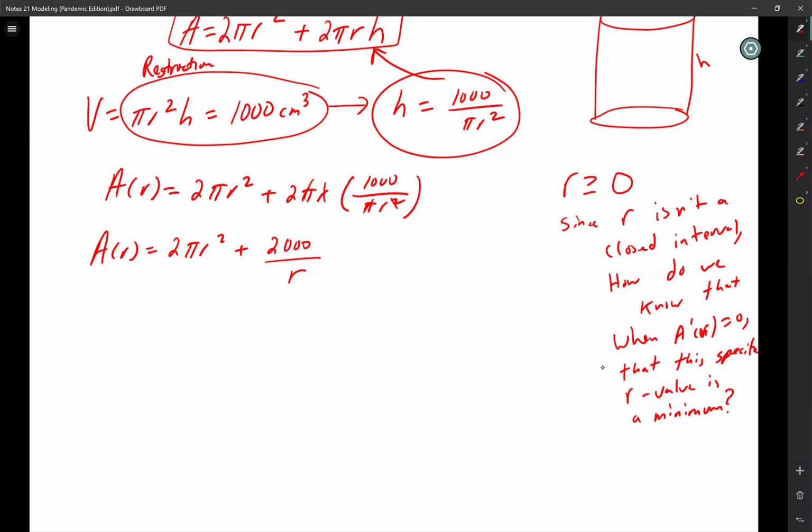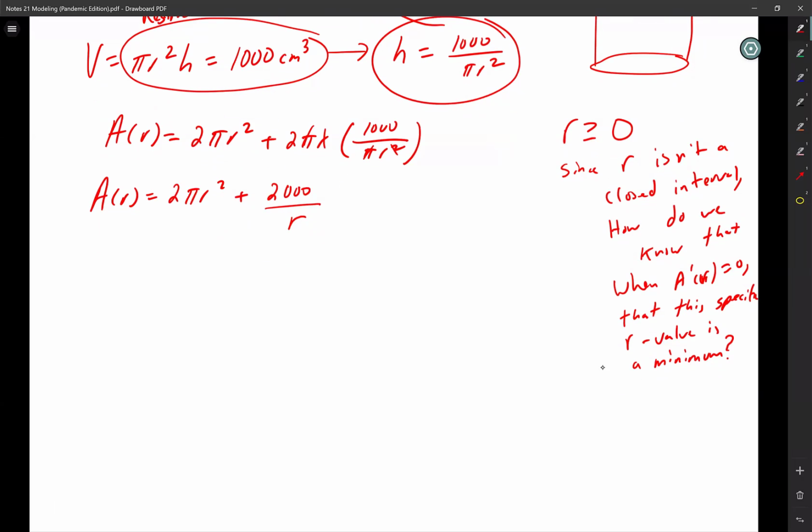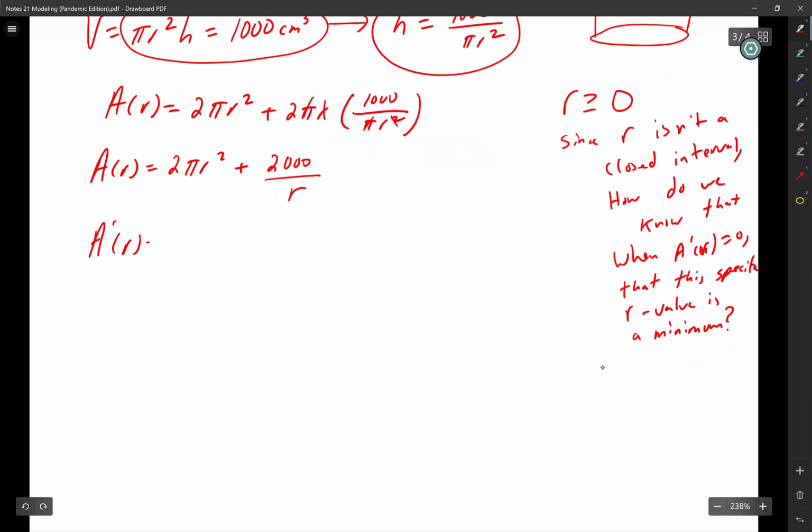Okay, so here we go. I'm going to have to take two derivatives. The first derivative to find the critical number, the second derivative to prove that it's always concave up or concave down. So here we go, A prime. The derivative here is 4 pi r minus 2000 over r squared. Is everyone okay with how we got that? I'm going to set that equal to 0. 4 pi r equals 2000 over r squared. I'm just solving for r, guys.